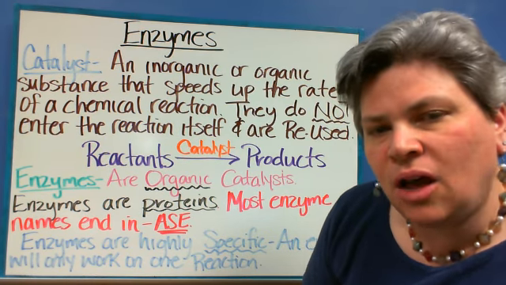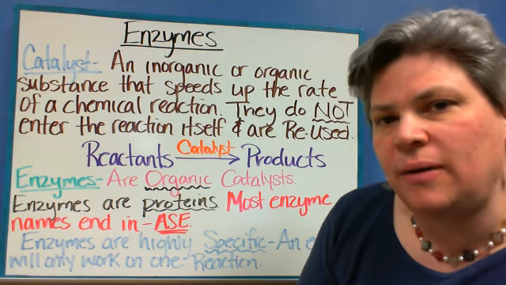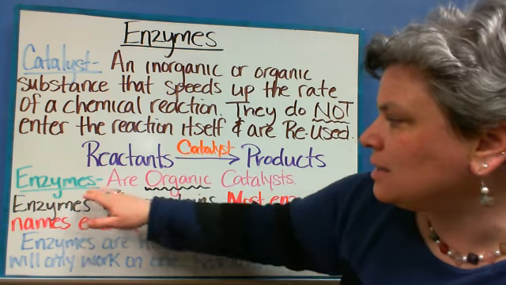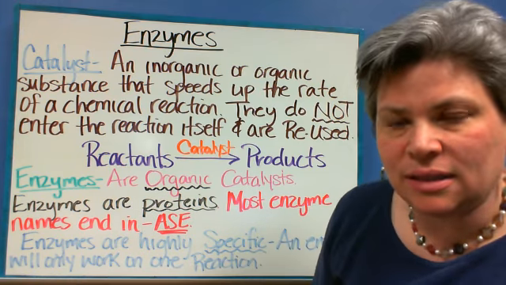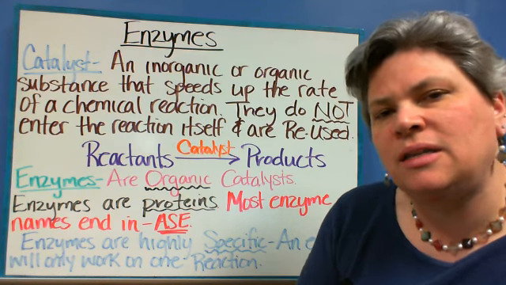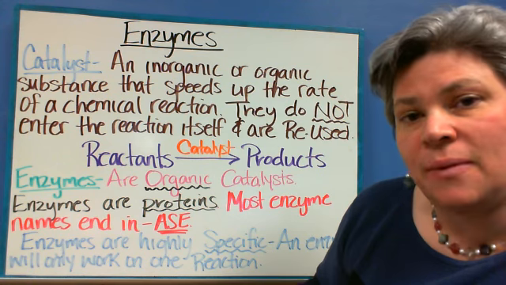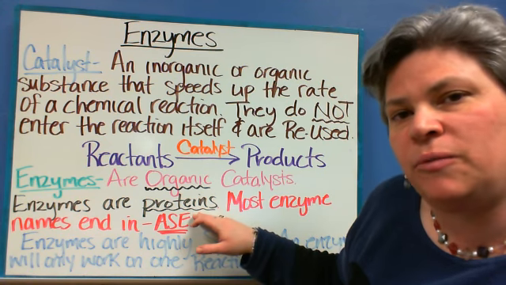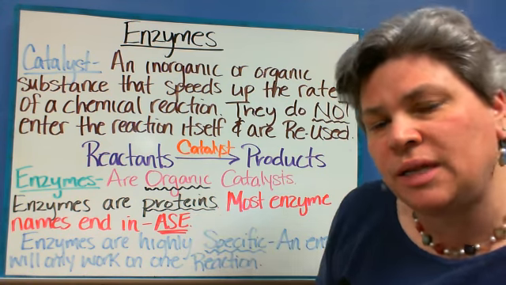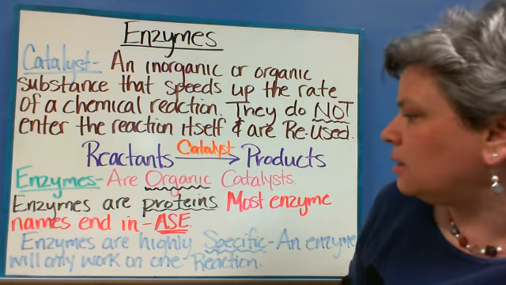So why do we need to talk about a catalyst if we're talking about enzymes? Well, because enzymes are organic catalysts. Now remember, organic meant that it contained carbon and hydrogen both. In the case of an enzyme, enzymes fall under the category of proteins. Remember, proteins were one of the organic compounds.